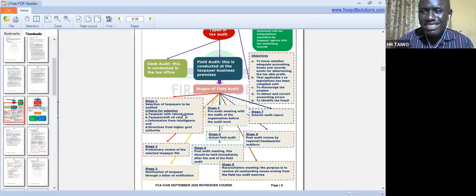audit. I guess you know from the way they do, they hardly want to return money back. They can set off, but they hardly return money back. But if you are a taxpayer that is always fond of saying the tax authority is owing you, you are a subject of what? Of a tax audit.